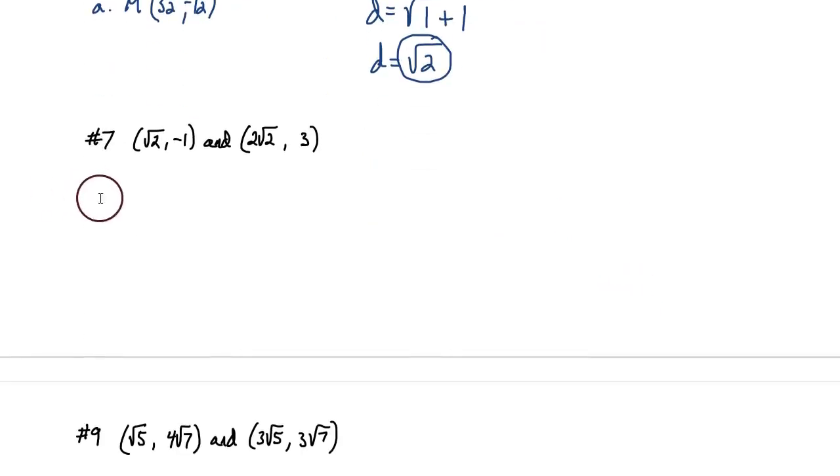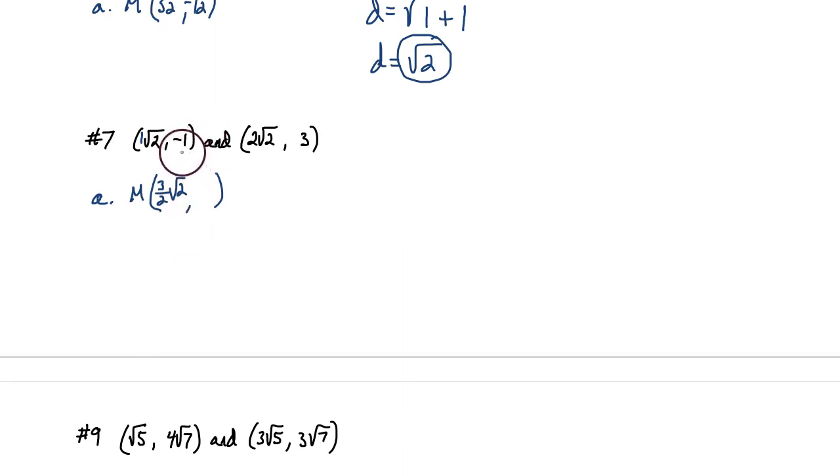Number 7, let's first get the midpoint and then get the distance. Let's call the midpoint M. The midpoint will be an ordered pair. It will have an x coordinate and a y coordinate. Average the x and y coordinates from up above. So what's halfway between 1 square root of 2 and 2 square root of 2? That would be 3/2 square root of 2.